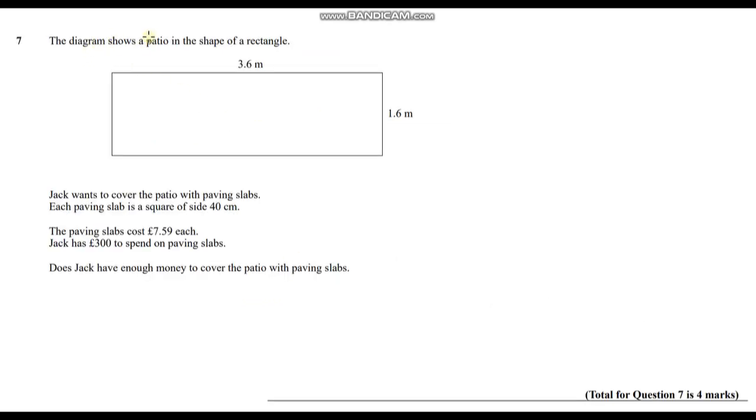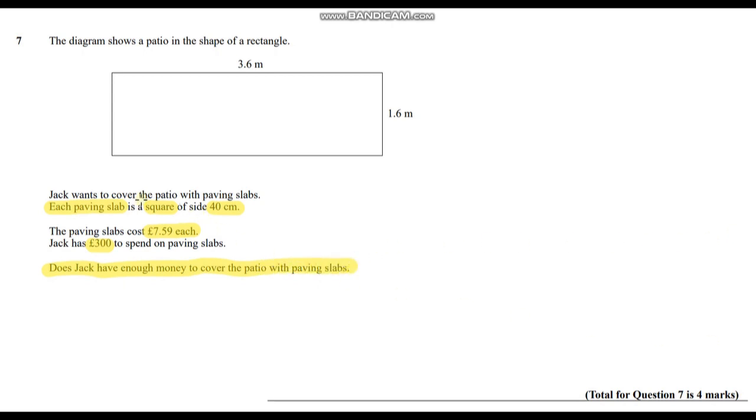Question 7. The diagram shows a patio in the shape of a rectangle. Jack wants to cover the patio with paving slabs. Each paving slab is a square of side 40 centimetres and the paving slabs cost £7.59 each. Jack has £300 to spend on paving slabs. Does Jack have enough money to cover the patio with paving slabs?